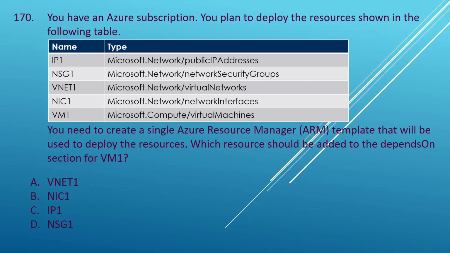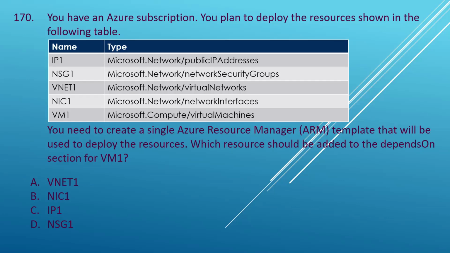Question number 170. You have an Azure subscription. You plan to deploy the resources shown in the following table. You have 5 resources: IP1, NSG1, VNet1, NIC1, and VM1, and their types are defined. Obviously, the first 4 resources are Microsoft.Network type, and the 5th one, being a virtual machine, is a compute resource, which is Microsoft.Compute. You need to create a single Azure Resource Manager template that will be used to deploy the resources. Which resource should be added to the dependsOn section for VM1? Your options are VNet1, NIC1, IP1, NSG1.